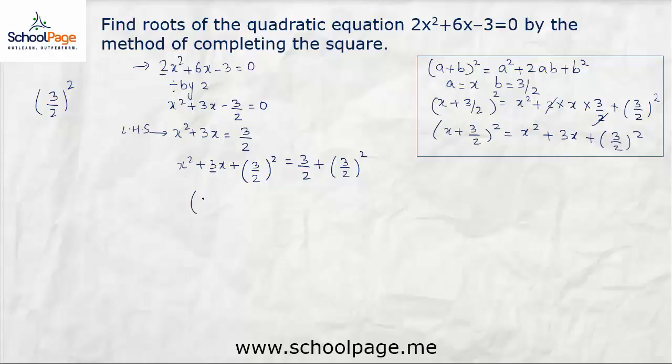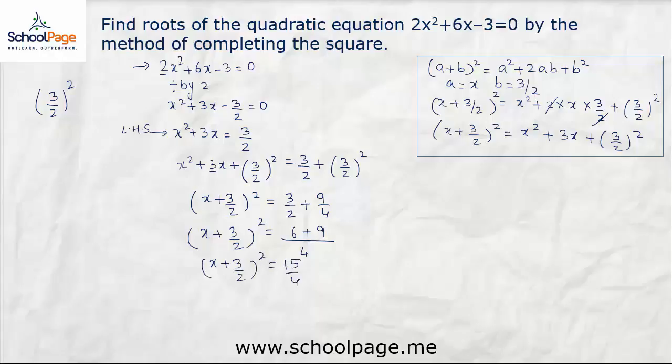So we write the left side now as (x + 3/2)² = 3/2 + 9/4. Let us now take LCM on the right side of the equation. The LCM of 4 and 2 is 4. We have the numerator as 6 + 9 divided by 4. So (x + 3/2)² is equal to 15/4. Let us take square root on both the sides of the equation. So we have x + 3/2 is equal to plus or minus root 15 by 2.